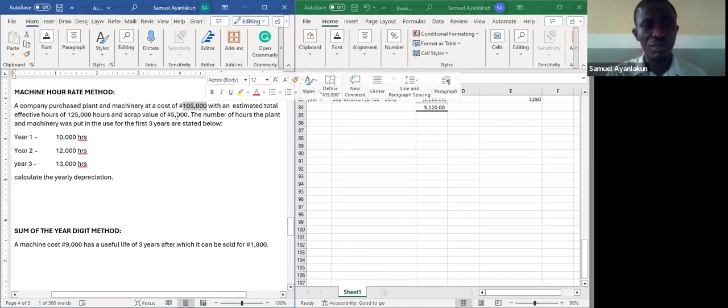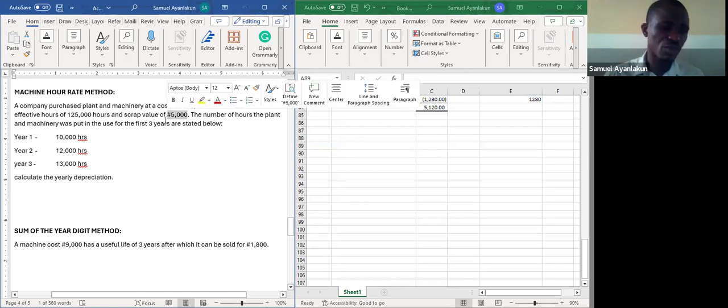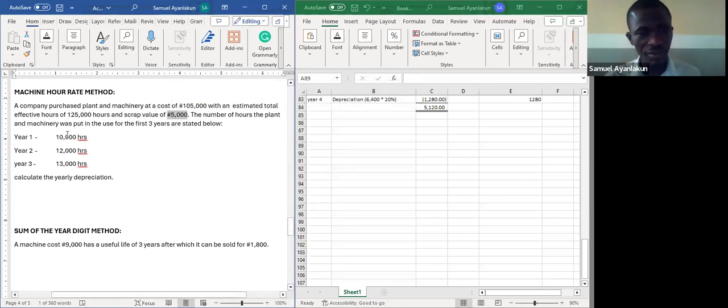Thereafter, it will be sold as scrap for 5,000. So the number of hours the plant and machinery was put to use for the first 3 years is stated below. The first year, when the machine started running, it ran for 10,000 hours. The second year was 12,000 hours. And the third year was 3,000 hours.